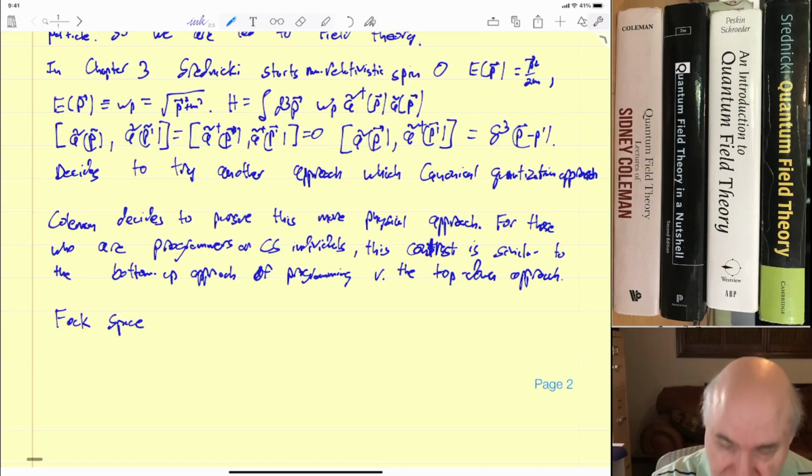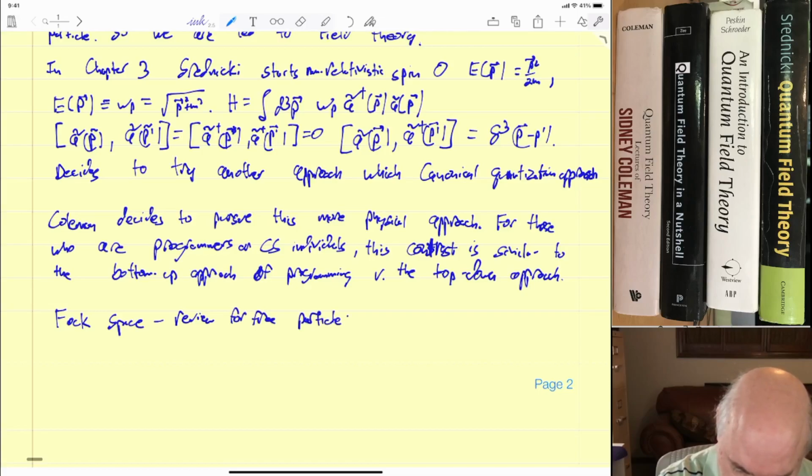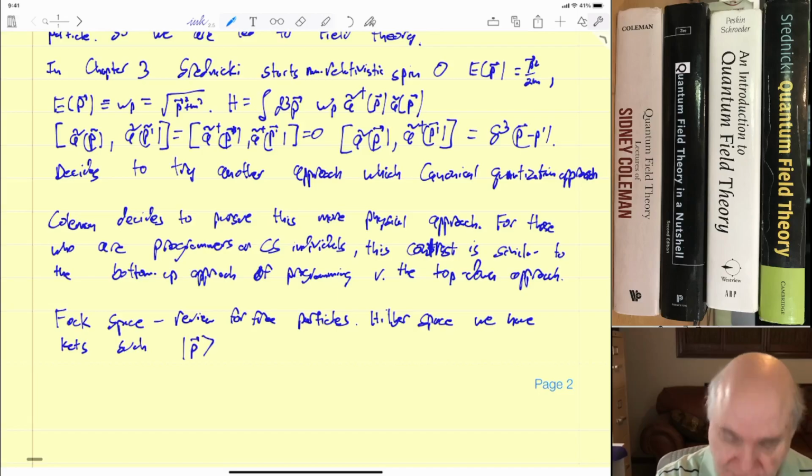So let's review it for free particles. And what we have is, in the Hilbert space, we have kets. Let's talk about our base states. We have kets such as the obvious ones, like single particle. So this represents a state of the universe where there's a single particle with momentum p.